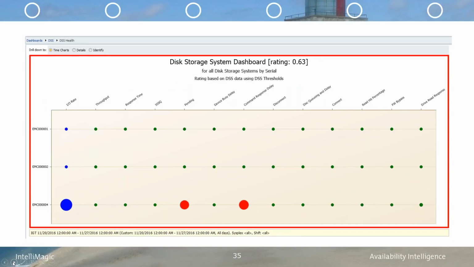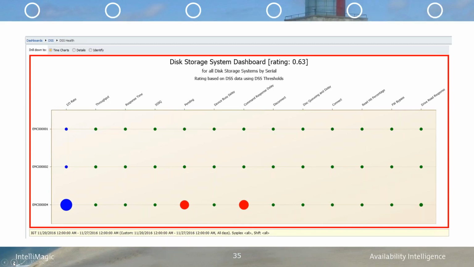So here's the storage system dashboard. And what do we see? We see that the new storage box has a red dot for both pend time as well as command response delay. So that's a good clue that there's something up with the new storage. It's not really performing as expected.